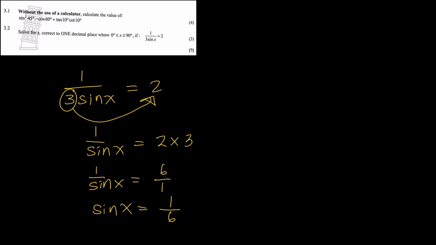We can then solve for x, using the inverse of sine. So the inverse of sine 1 over 6, using your calculator, will give you an answer of 9.59. Now, remember they asked for one decimal place, so that's going to be 9.6.